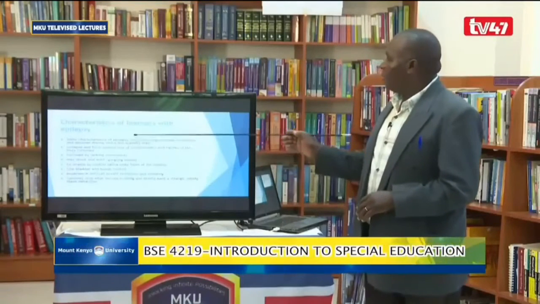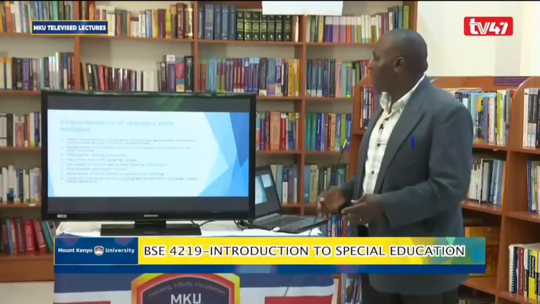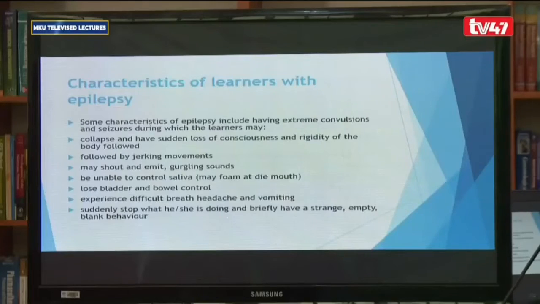Now here we have the characteristics of learners with epilepsy, as I've explained them. Those characteristics include extreme convulsions, seizures. Others collapse, fall down, and lose consciousness. Others may shout or emit gargling sounds, be unable to control saliva, and to an extent lose bladder and bowel control. Somebody either urinates.